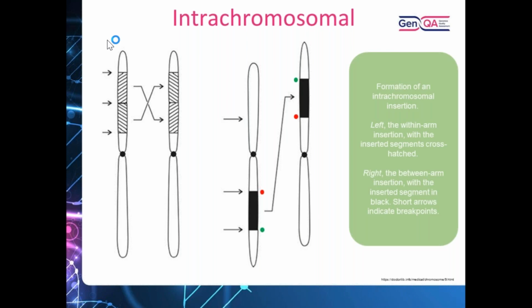So what happens when you have an insertion? This is a between arm insertion here, and to allow pairing, what tends to happen is the areas that can't pair up loop out. Again, you get various different combinations occurring depending on the looping out and whether crossing over occurs. And you'll get duplications and deletions from this, or balanced insertions.